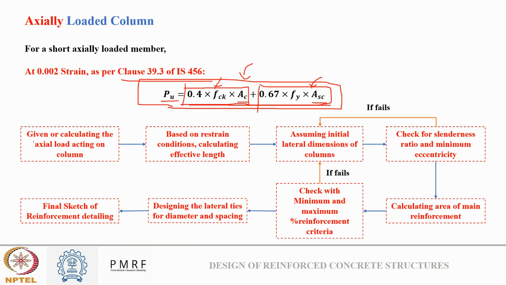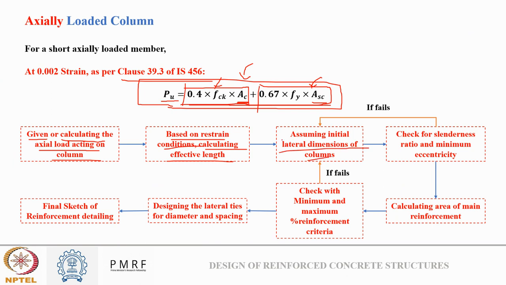First, we have been given the axial load condition acting on the column, or we need to calculate the axial load acting on the column. Once we know the loading conditions, based on the restraint conditions, we need to calculate the effective length of the column. We saw the table which helps us to calculate the effective length. We may know the length of the column or the distance between the floors, so we can calculate the effective length. Now, we need to first assume a certain area of concrete, a certain dimension of the column.